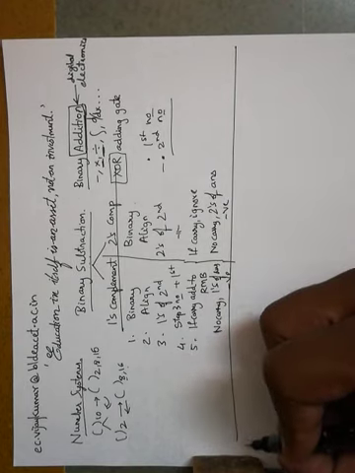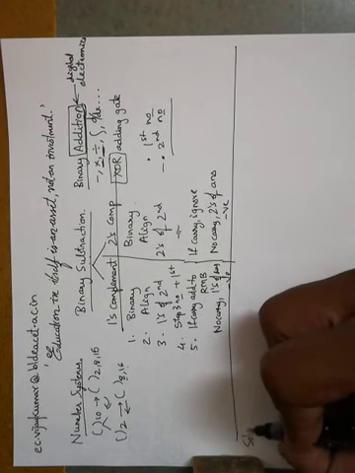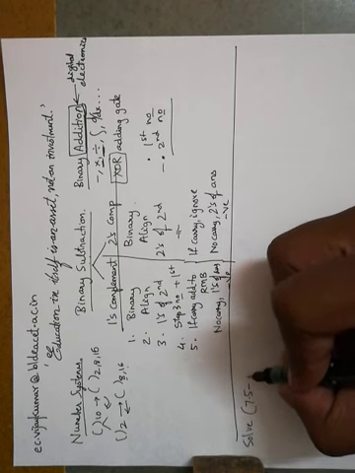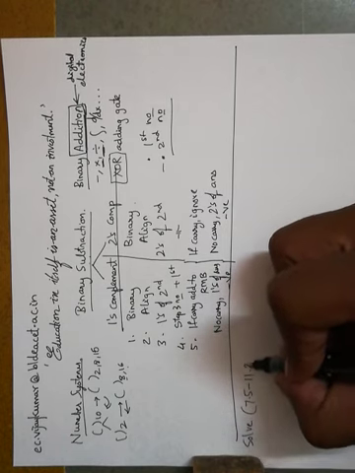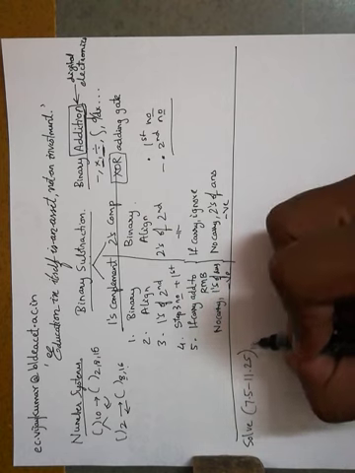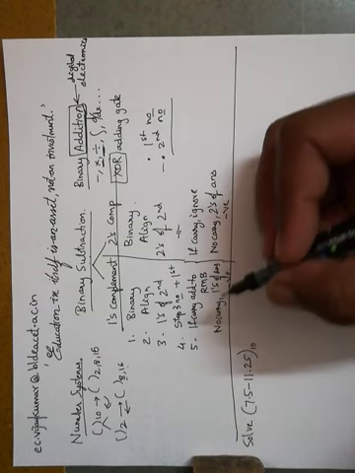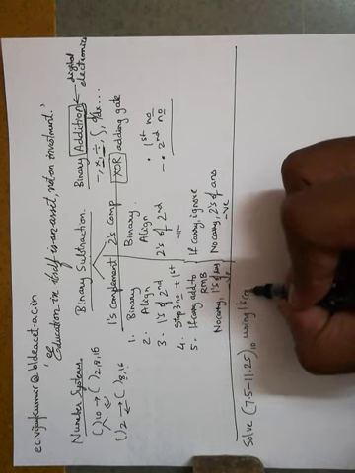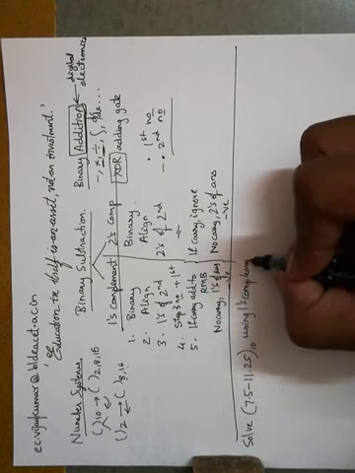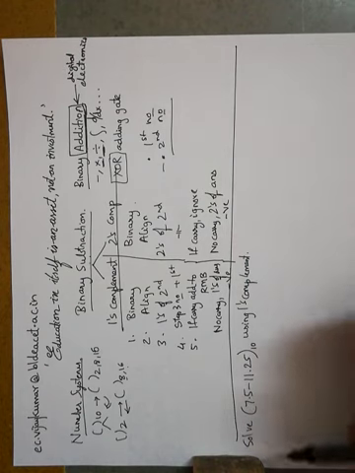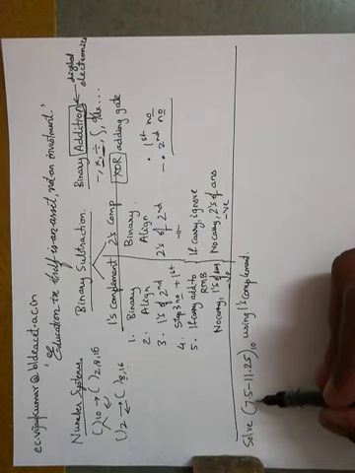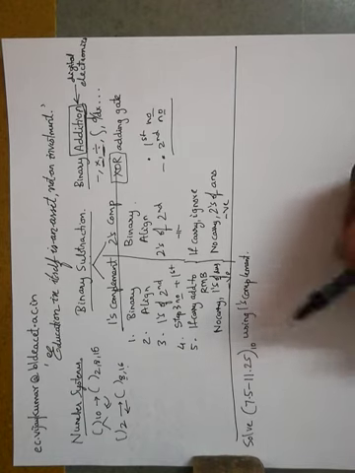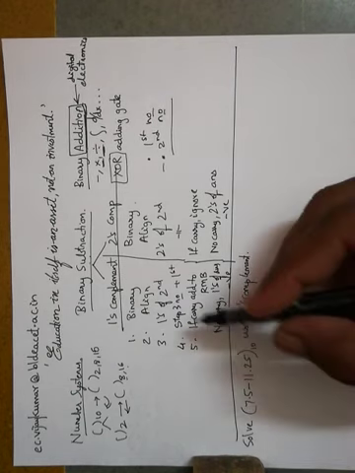Say like our question is solve 7.5 minus 11.25, which are decimal numbers, using 1's complement. So this is our question. Solve 7.5 decimal, 11.25 decimal using 1's complement. So we have to follow the steps.